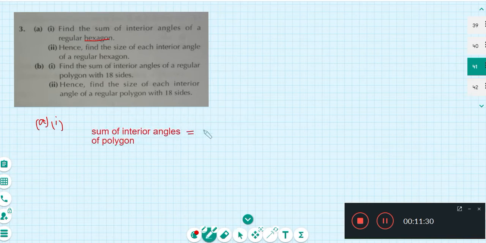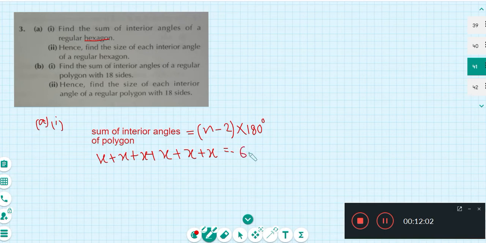So it will become 6x. If you look at this, 6x is actually the product of the number of sides with each interior angle, which is x. So 6 minus 2 into 180 is 720. So it is actually a sum. Sum is 720. So part 1 answer is 720, whereas in part 2 we have to find the interior angle. It means we have to find the value of x. So x is equal to 720 over 6, or x is equal to 120. So 120 is actually each interior angle.